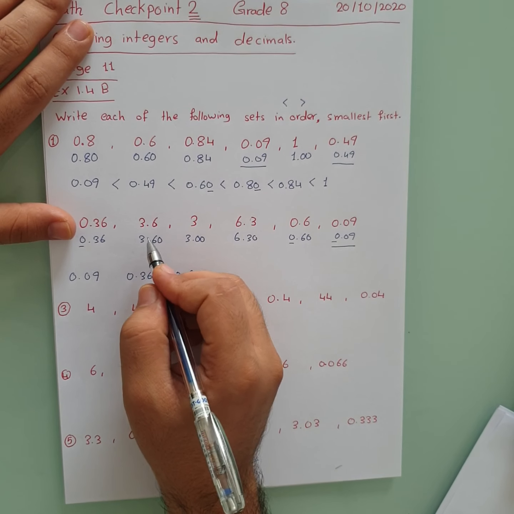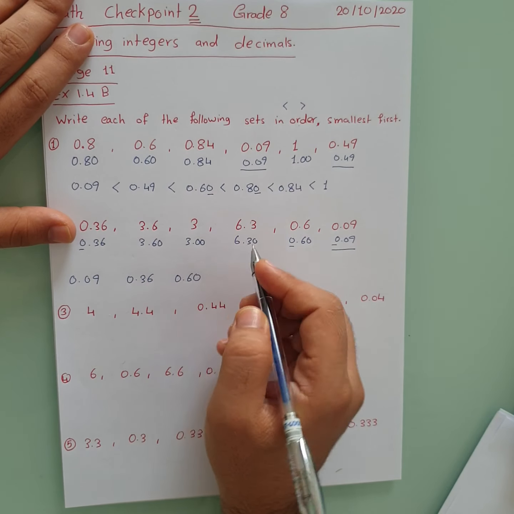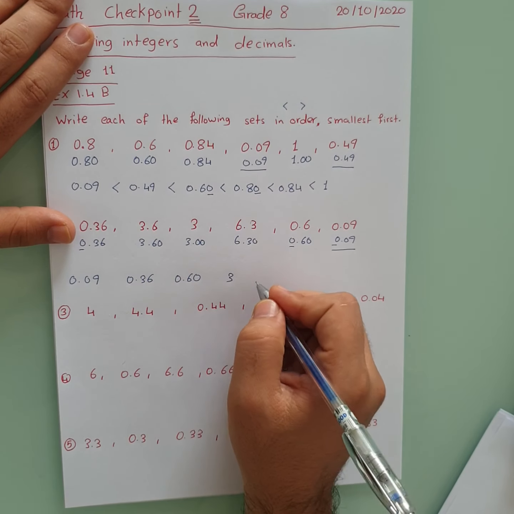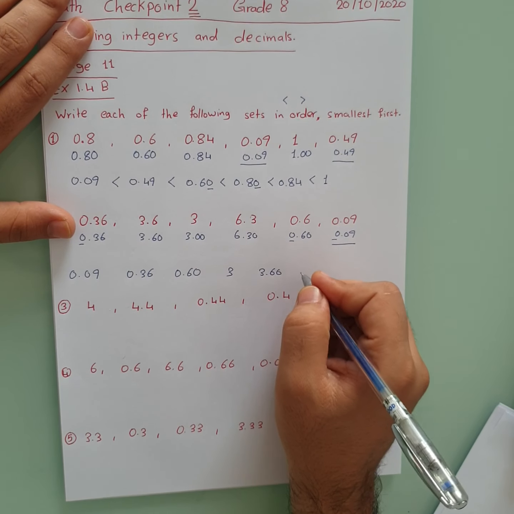Now I have 3. I have 3.60 and 3.00. Which one is smaller? 3.00, which is 3 actually. I will just write 3. And then 3.60 and then 6.30.